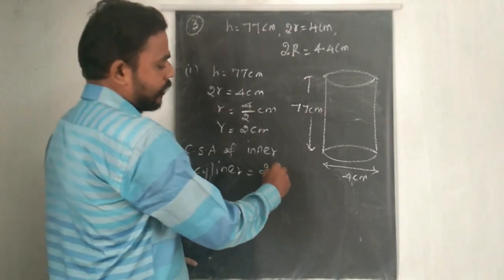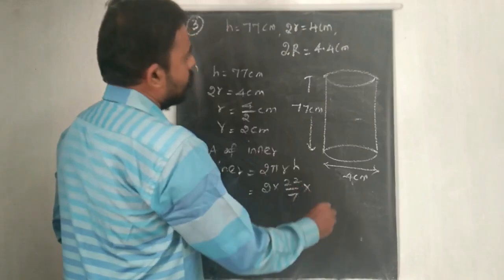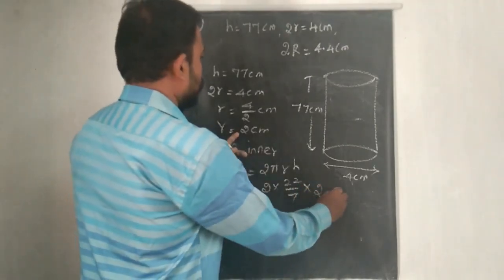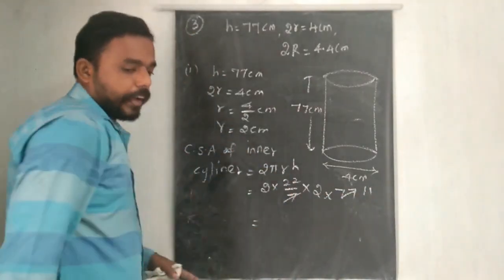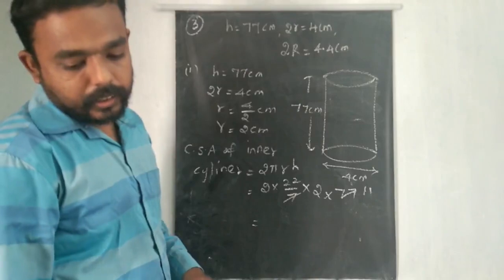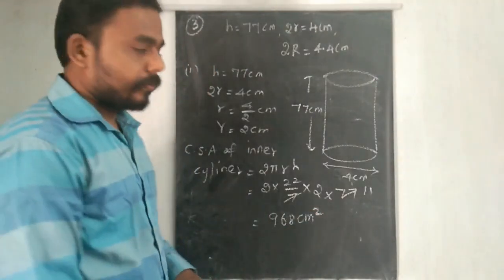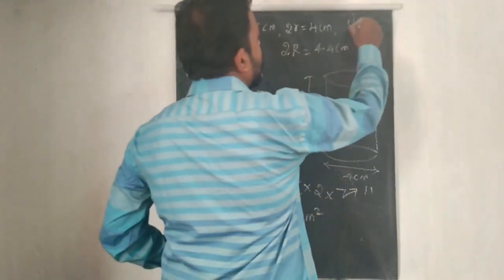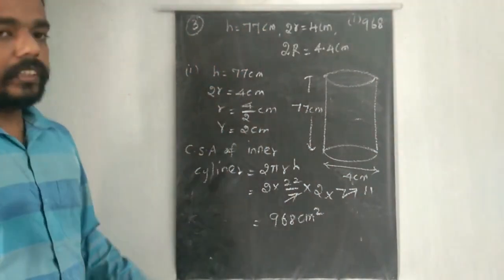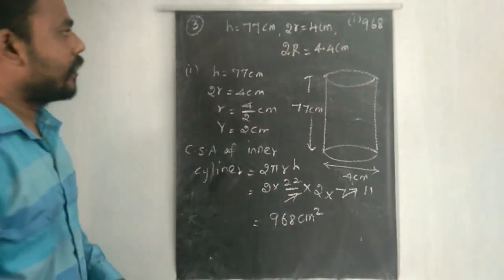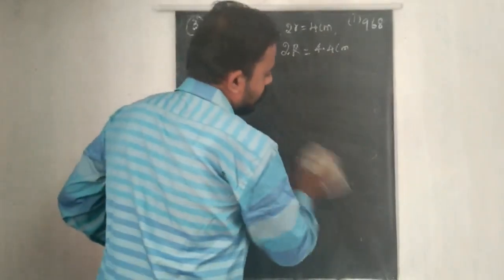So curved surface area of inner cylinder is 2 pi r into h. So that is 2 into 22 divided by 7 into r value 2 and h value 77. Cancel this 11. So find the product. So this product answer is 968 centimeter square. So I write here first one 968. So the first question answer is the inner curved surface area.